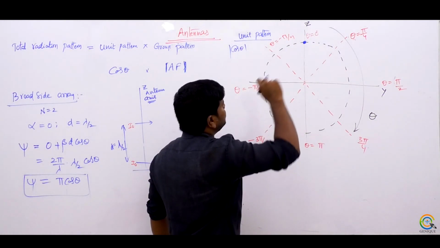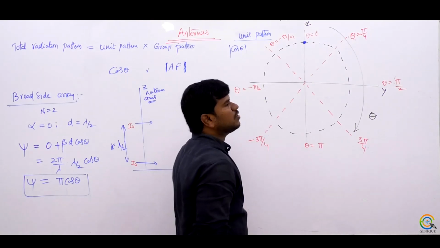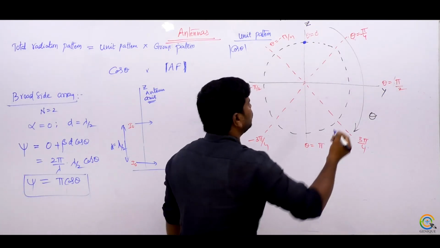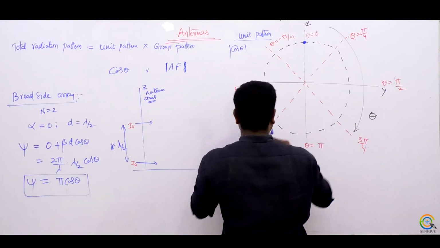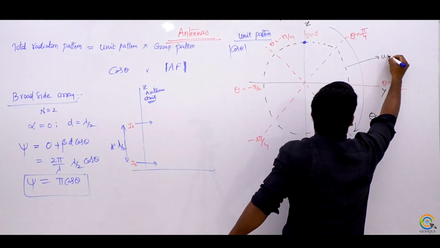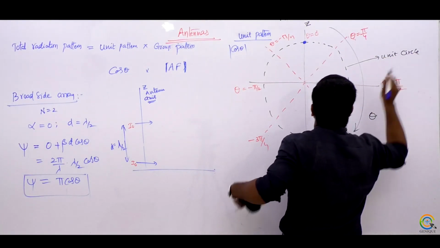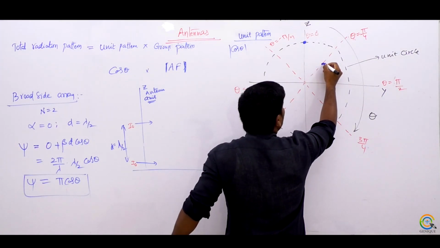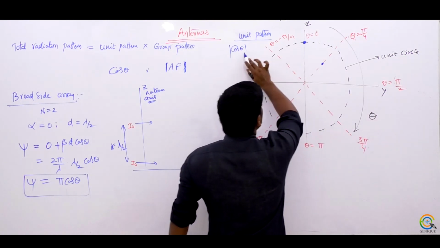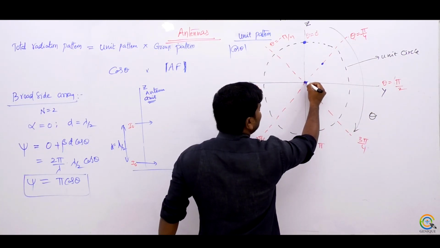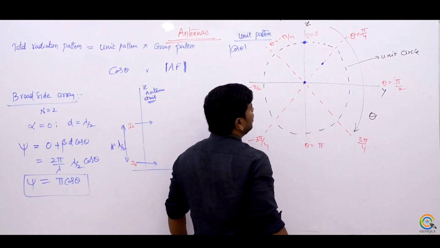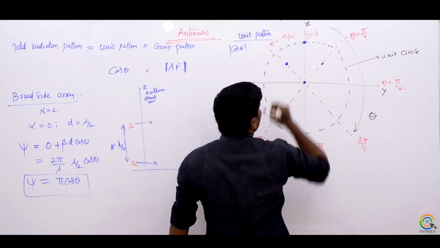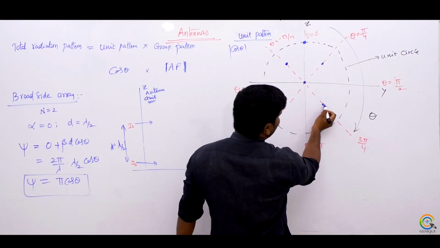So here, what is cos theta at theta equals pi by 4? Cos pi by 4 is 1 by root 2. That means it is less than the unit circle. This is the unit circle. Now here, at this place, you will have some value 1 by root 2. But at theta equals pi by 2, what is this value? It is 0. So if theta equals minus pi by 4, it is like this. If theta equals 3 pi by 4, it is also like this.